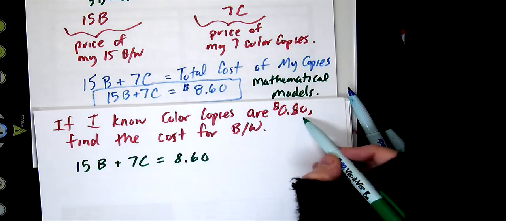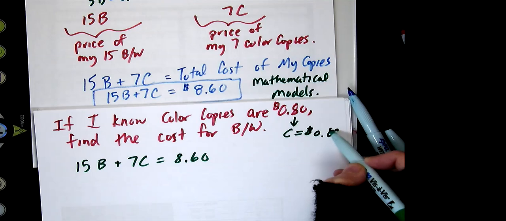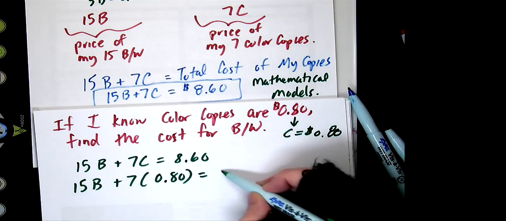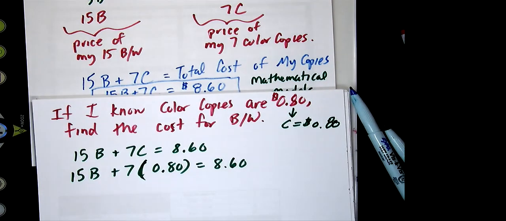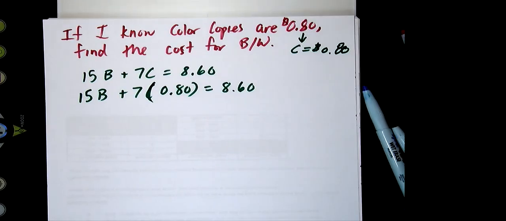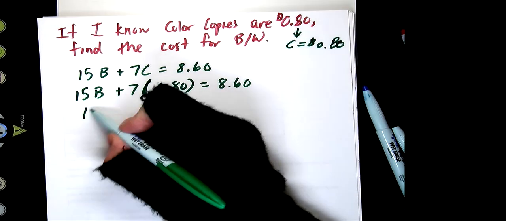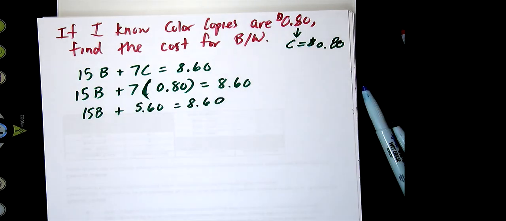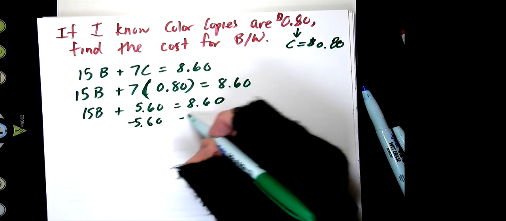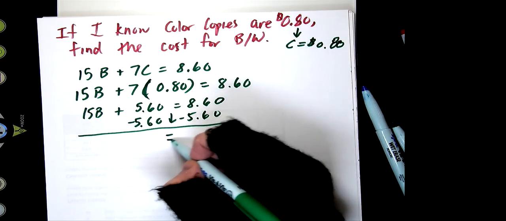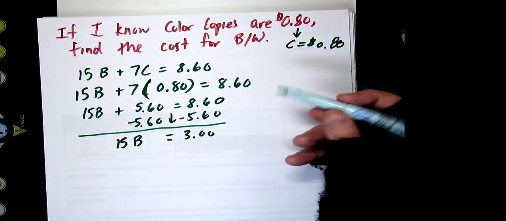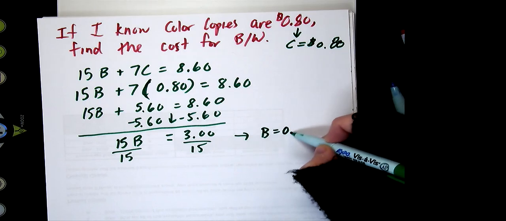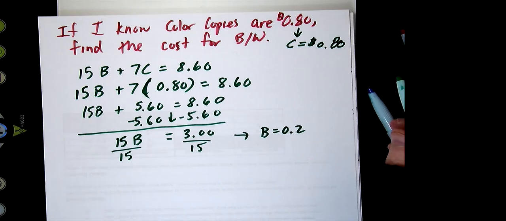And I know color copies are 80 cents. That was my C. So I can replace my C with 0.80. So let's figure out what B is. 7 times 0.8 is $5.60. And I can subtract that 5.60. I get B equals 0.2. I throw that in a calculator.